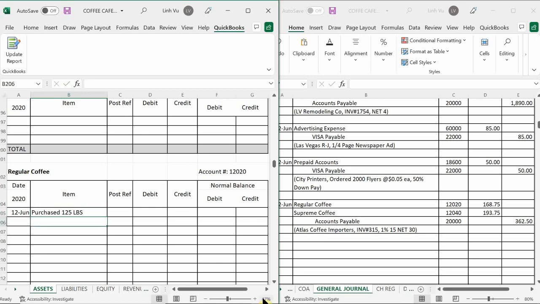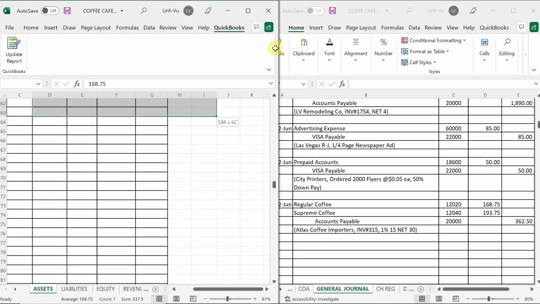But again, if I'm putting in the total amount here and I have a whole total of 125 pounds, I can easily do the math by just dividing it, right? So in this case, I'm just going to leave it there that I purchased 125 pounds. Okay? And reference is General Journal number 4. Okay? And I'm going to debit my account for $168.75. So in this case, that is my current account balance in my inventory regular coffee account.